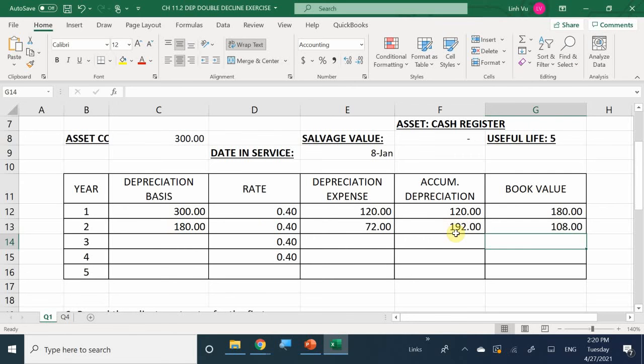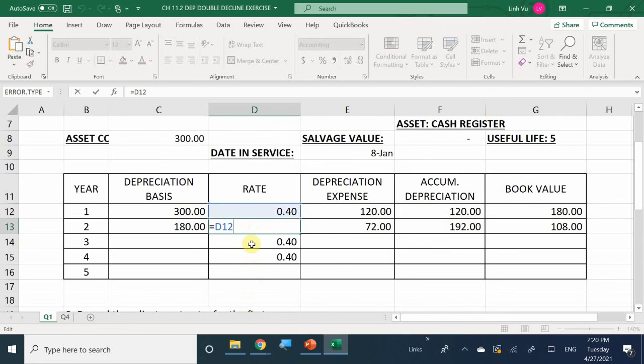All right, Nicole, go ahead. What was the equation for the rate? I just typed in 1 divided by 5 times 2. Oh, 1 divided by 5.